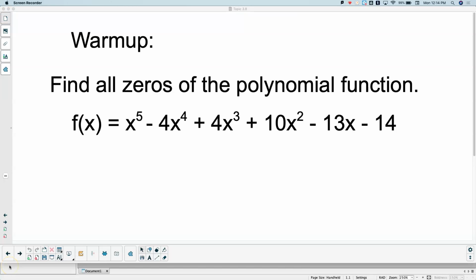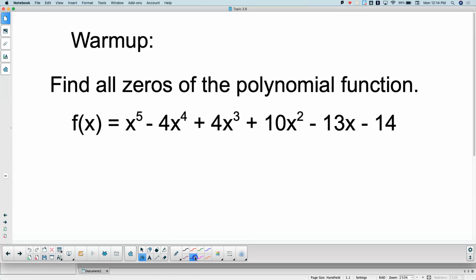All right. So, possible zeros are what? What's my list of possible zeros? 1, 2, 7, and 14. So out of that, we got to get 5, right? Okay. So I would narrow it down.